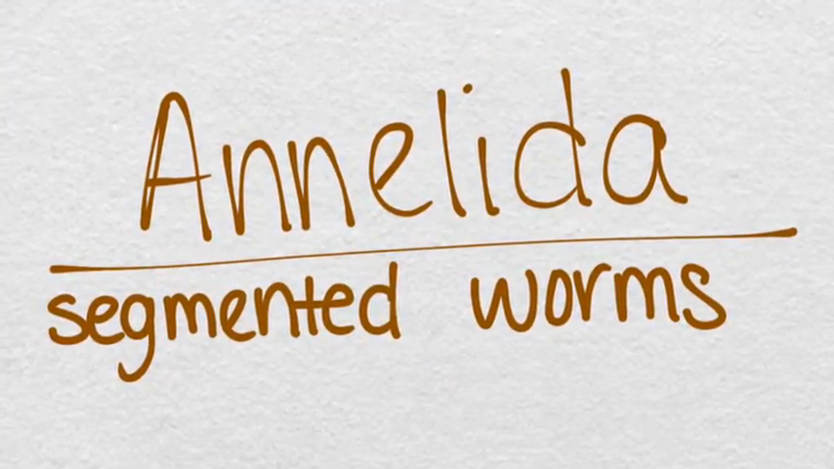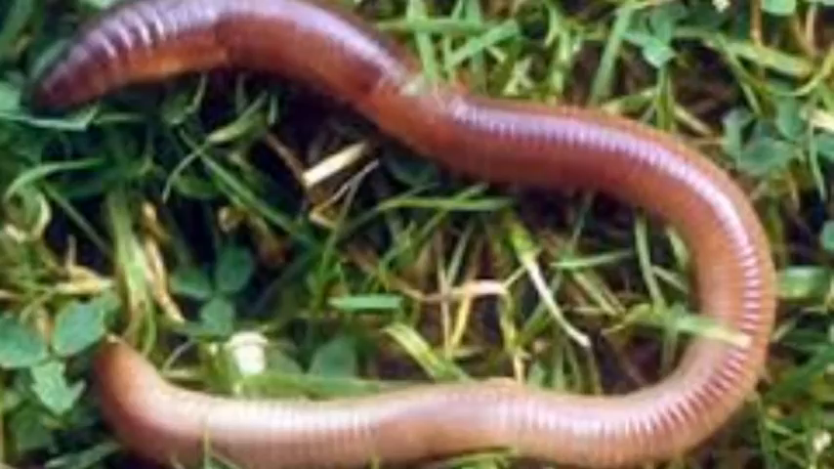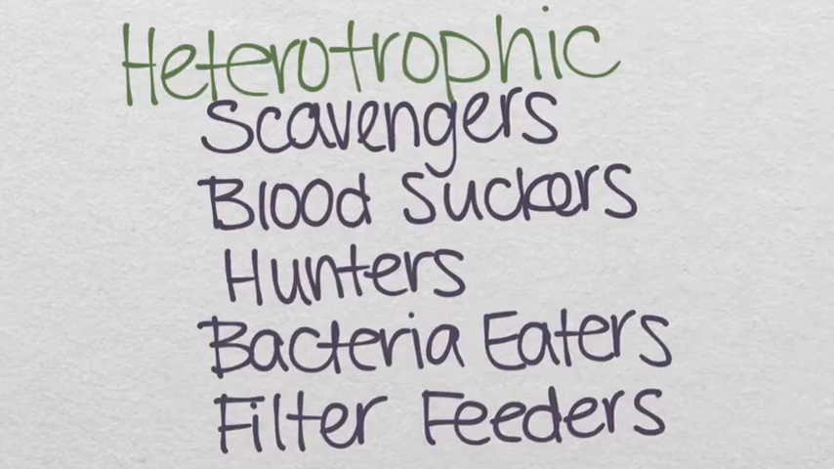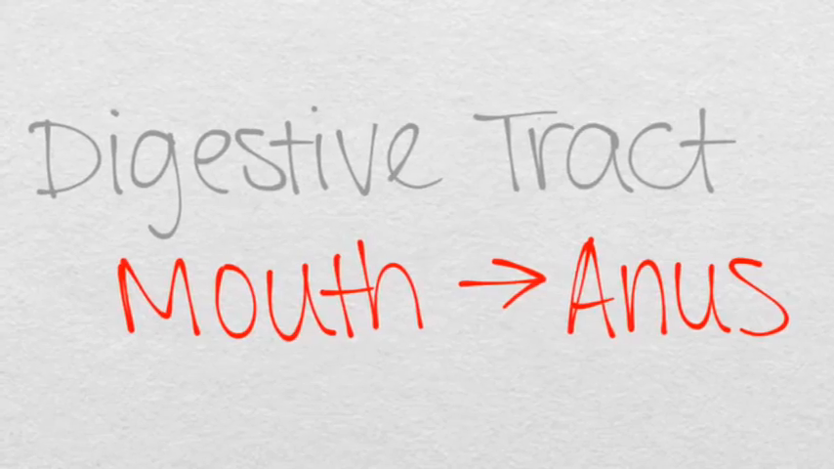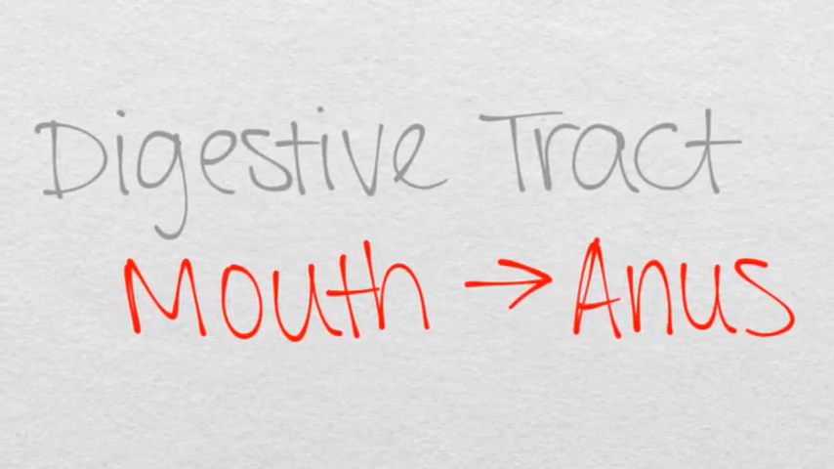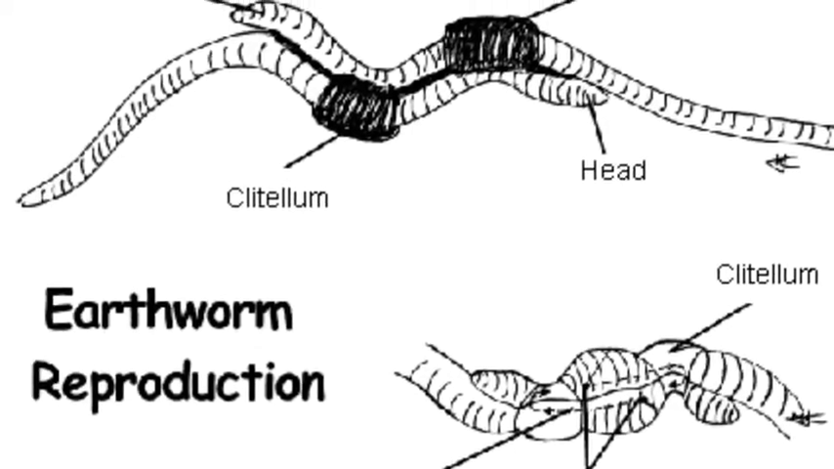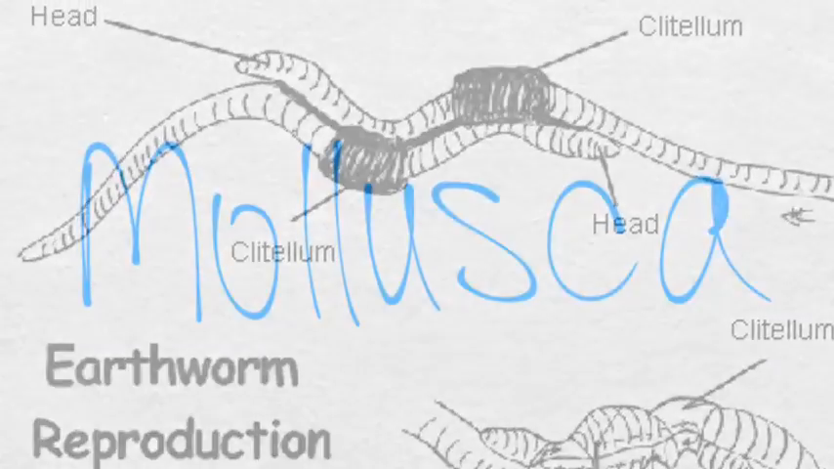Annelida is a segmented worm. Common animals include leeches and earthworms. They use their jaw to grab food. They are heterotrophic and eat a lot of things. They have digestive tracts running from the mouth to anus. They reproduce asexually through fission and sexually through copulation.